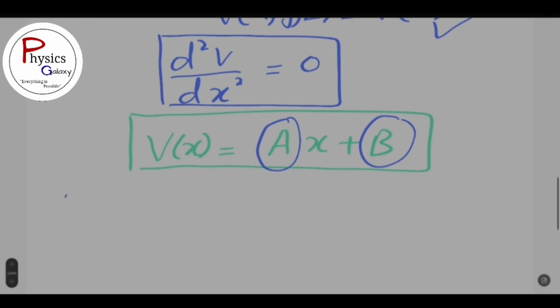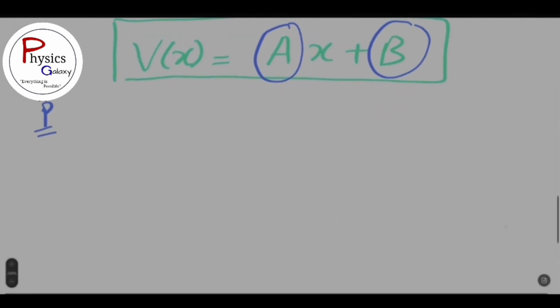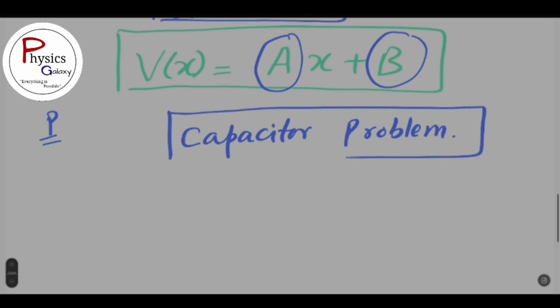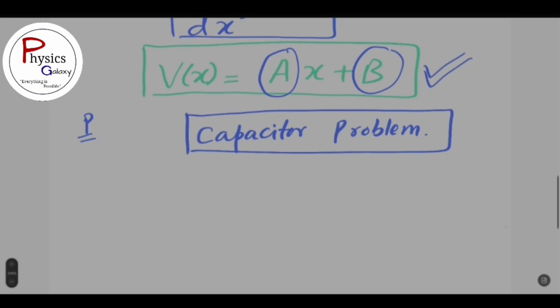Now let's take a problem. The simple problem I will take is a capacitor problem. I want to use Poisson's equation to calculate my potential. And this is my solution, because I know if I have the Cartesian symmetry, then this will be the solution. I will use this solution for the capacitor problem.